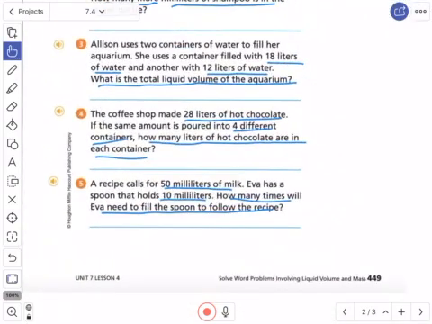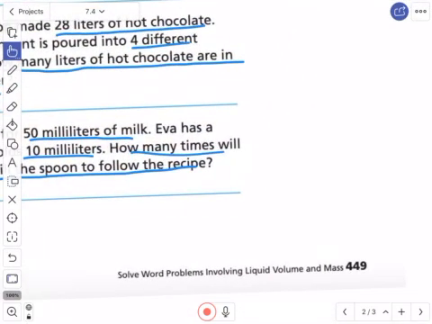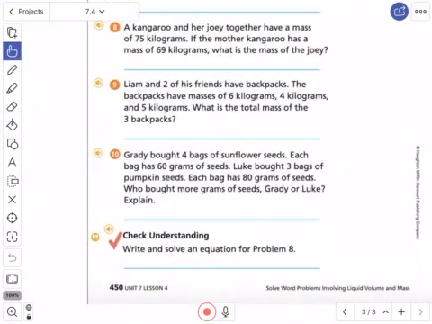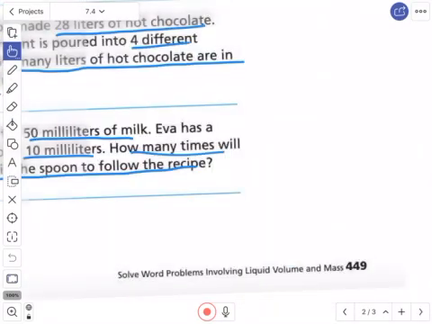Oh, you know what? One thing I almost forgot. We are doing page 449 and page 450 today. So if you have not gotten those off of Schoology, make sure to get them off of Schoology and then send them to Notability. And then I will see you back.